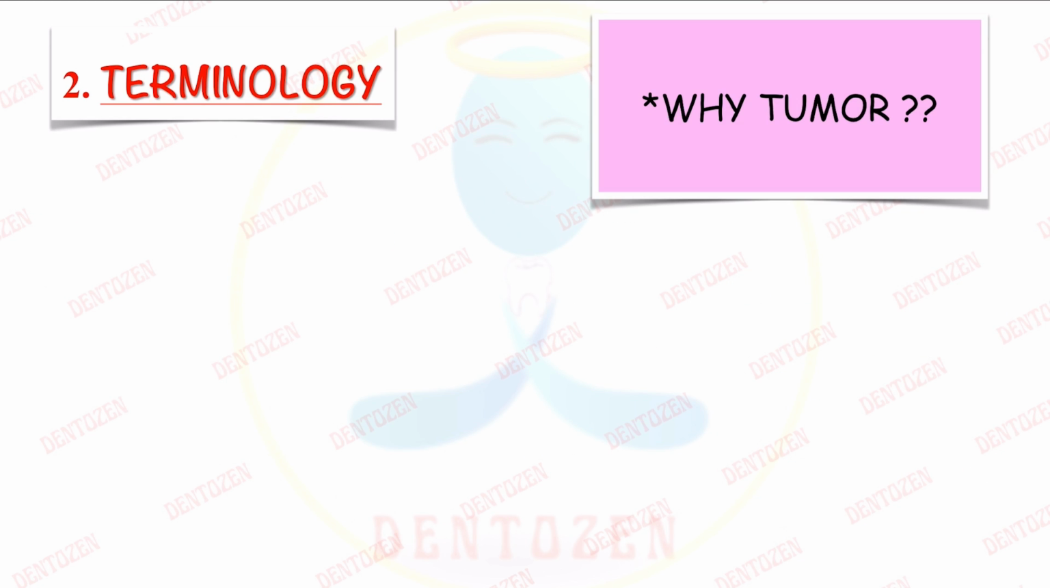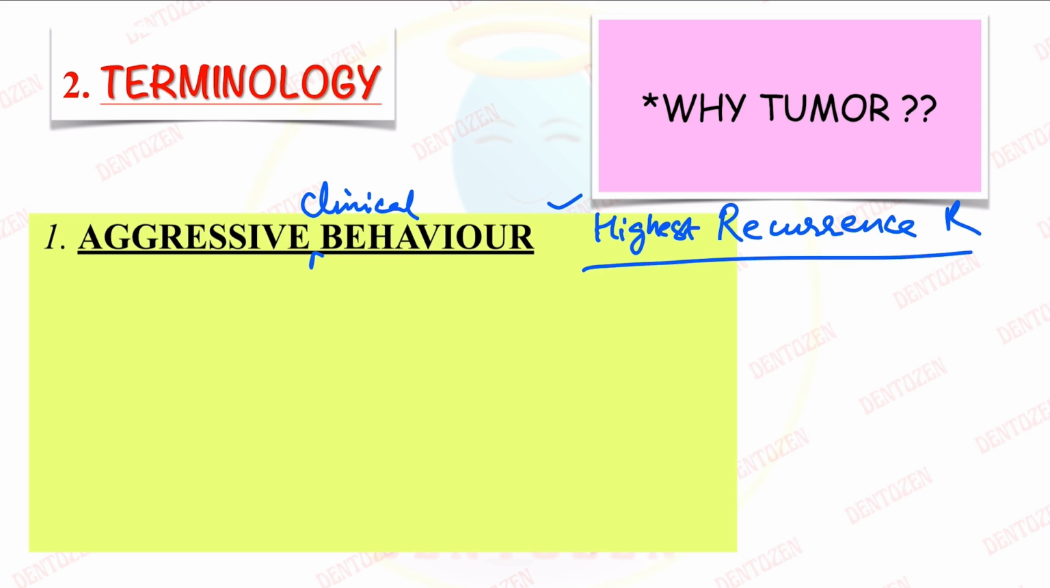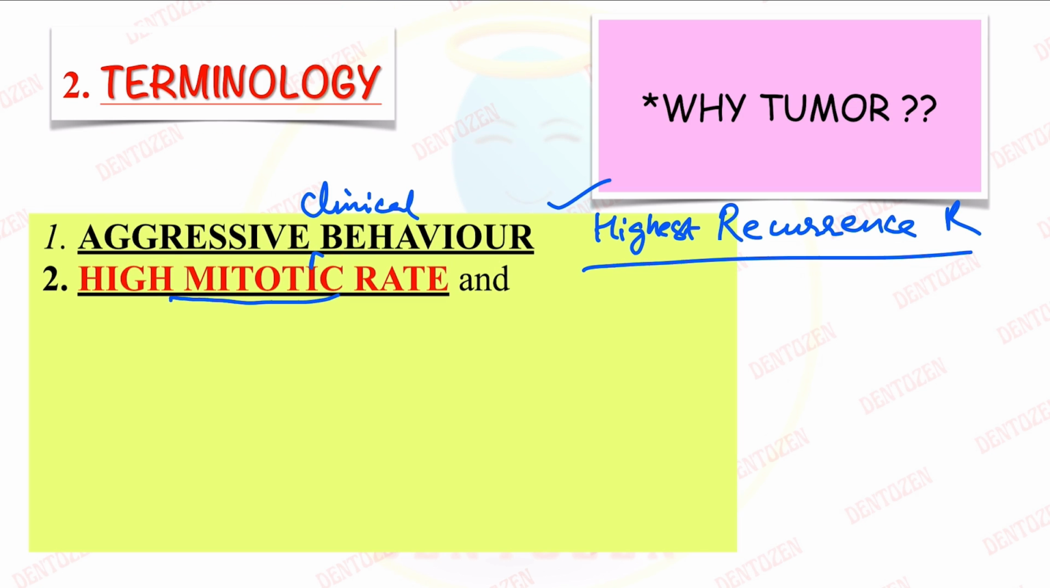Now, why it was considered tumor? First, because of its aggressive clinical behavior, it shows lot of destruction and it keeps recurring. You remove it and it will come back. So no doubt it is the cyst with the highest recurrence rate. That is your another Viva question. Second reason, because the epithelial lining showed high mitotic rate, cells were dividing very rapidly.